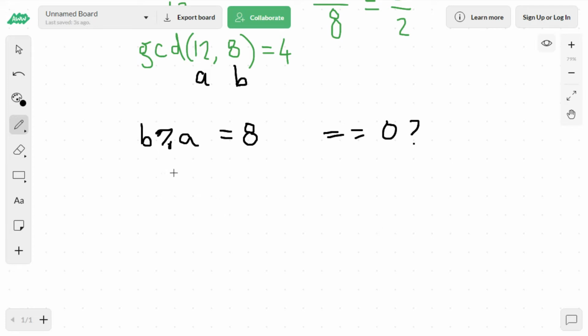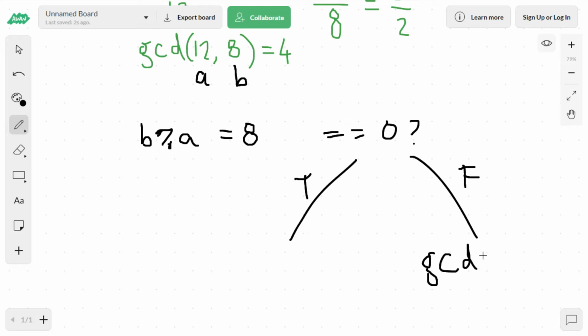So what we're going to return is, here, I'll do a flow chart. So we'll say true and false, okay? Is it equal to 0? In this case, no, it's not equal to 0. So what are we going to return? We're going to return the GCD of B mod A, the remainder. So I'll put that in here, B mod A, and A.